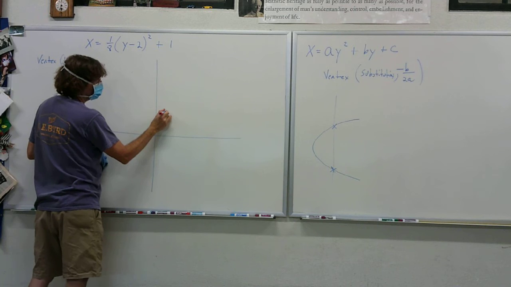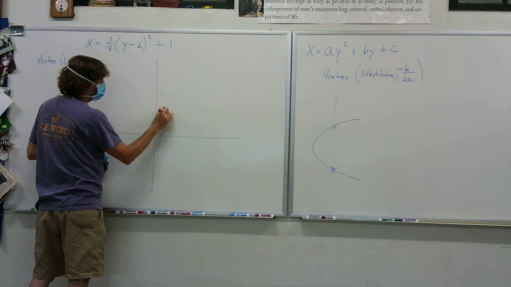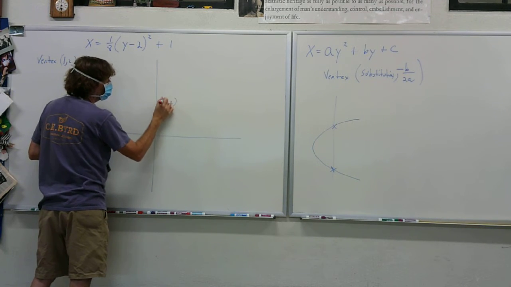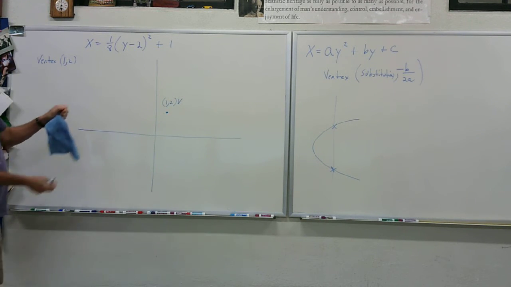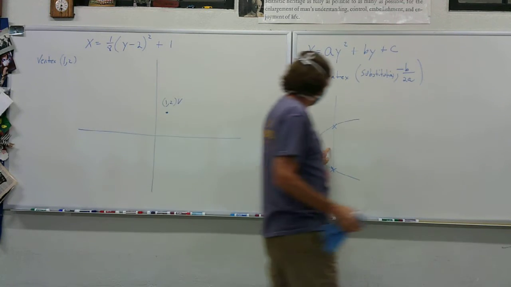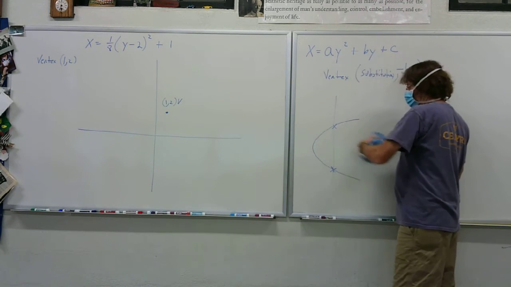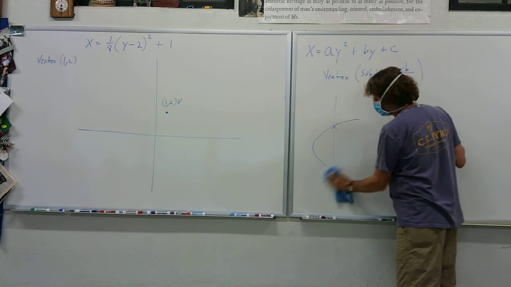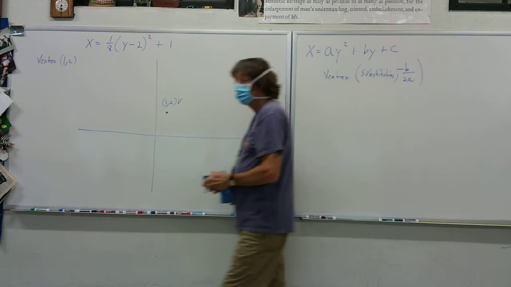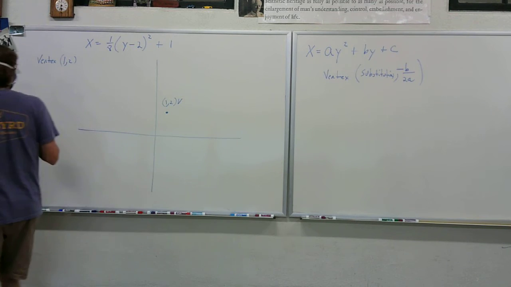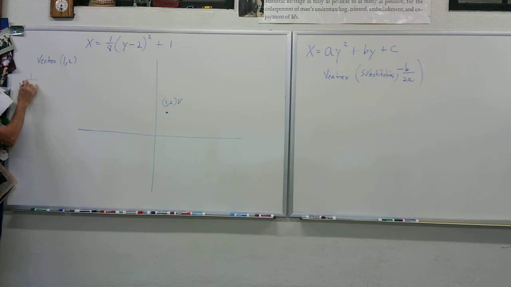Now we're going to put that on our graph. 1, 2. Vertex. Then, if I look at my picture, I know that I need to turn it on its side so that the U is facing this way, like this problem right here. We want the U facing this way. Look at our pretty picture with all of our P's and everything on it. We find our P value. 1 over 4P equals 1/8. P equals 2.